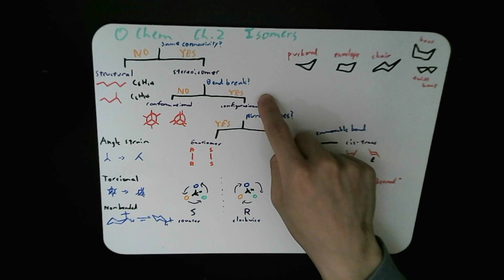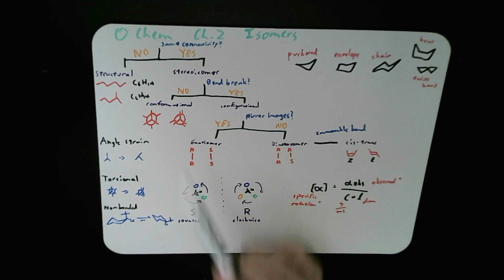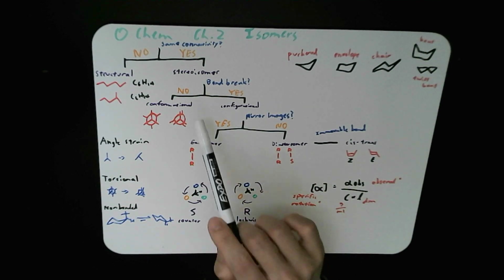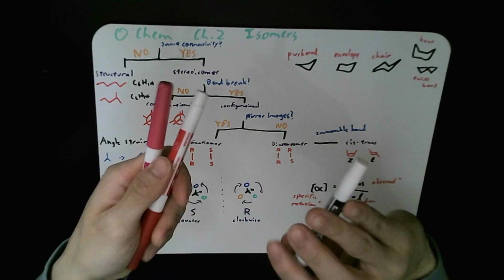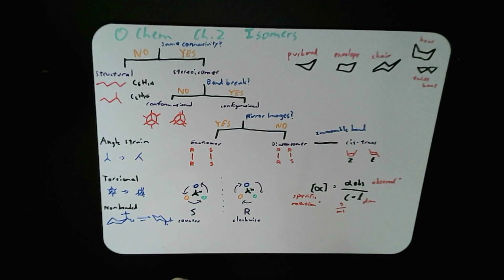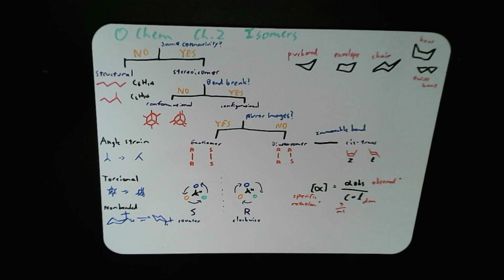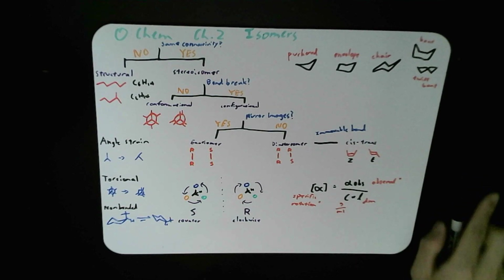Now, jumping into configurational isomers, there is a bond break between the two isomers. From conformational isomers, we can just twist them into one another. Configurational, there is a bond break to make them not be able to get to each other from just twisting the bonds.